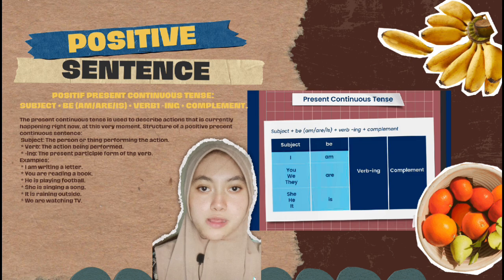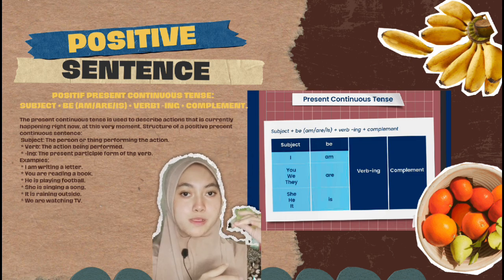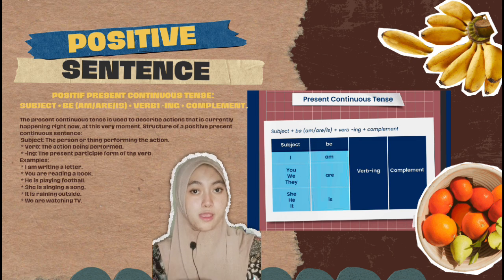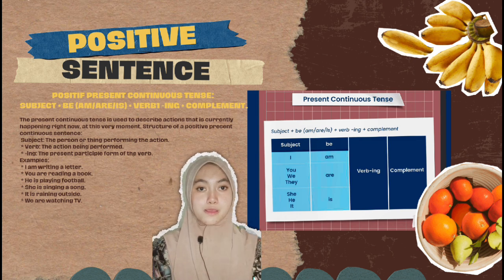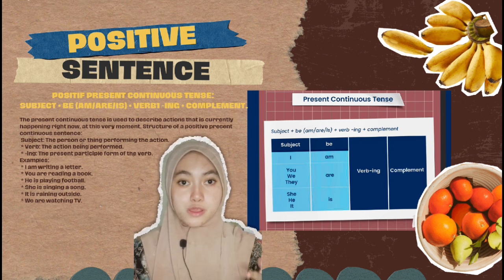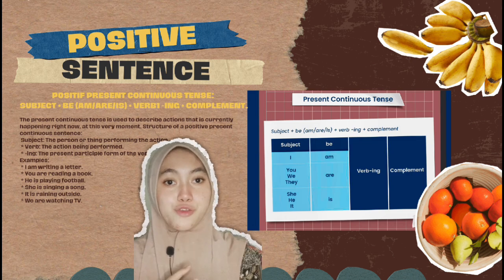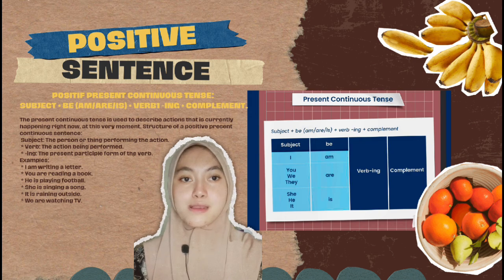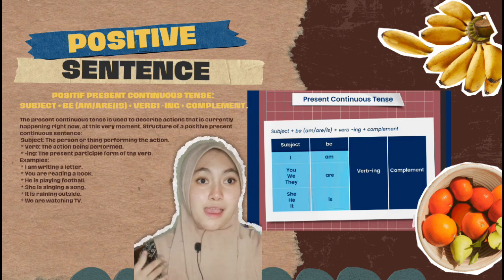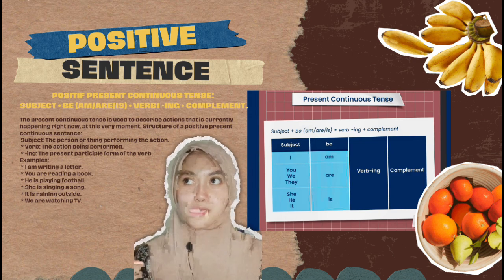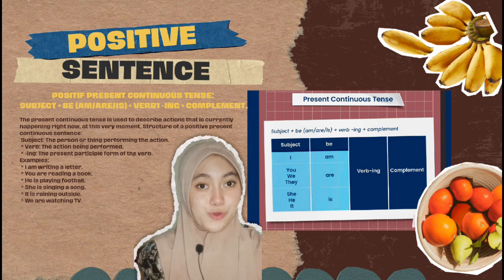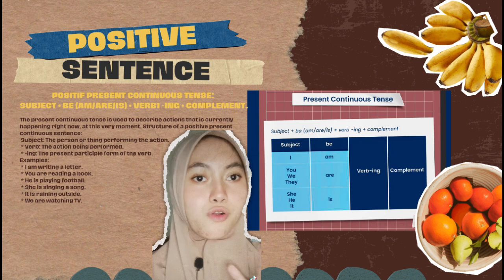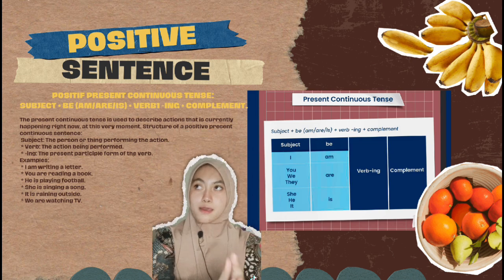The structure of the positive sentence is subject plus verb plus ing, like I told you before. For example, I'm reading a story, or you are reading a book, like that. I have done this to explain the positive sentence to you. Okay, next, oh, one more.